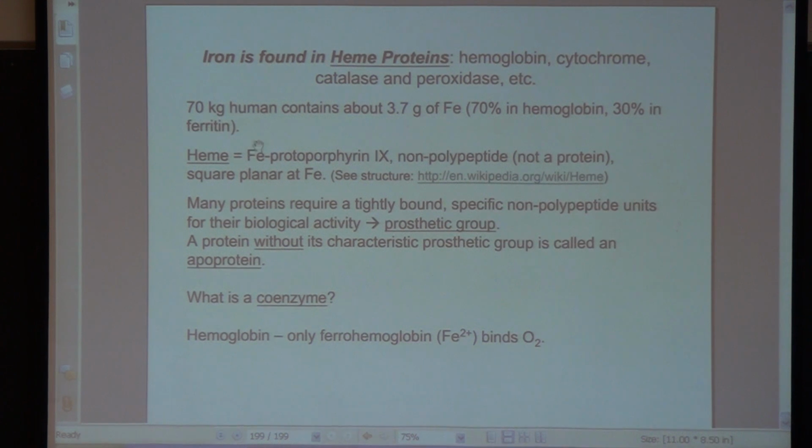Actually, this iron protoporphyrin compound, this porphyrin compound, is not a protein. So this is called a non-polypeptide, not a protein, and that's called a prosthetic group. A prosthetic group is a tightly bound, specific non-polypeptide unit which is needed for the biological activity. A protein without its characteristic prosthetic group is called an apoprotein.